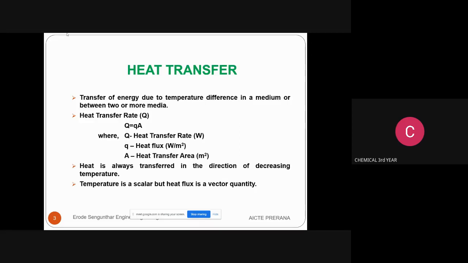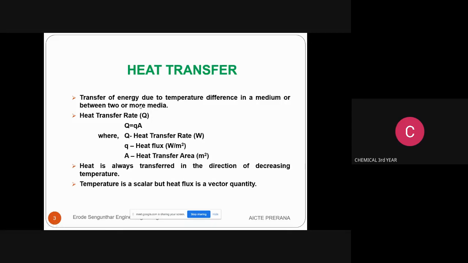So first one is heat transfer. What is heat transfer? In the name itself we can easily find out. Heat is transferring from one medium to another medium, from one place to another place, right? Heat we generally mention in the form of energy. Here also we have mentioned the same thing. Heat transfer is the transfer of energy due to a temperature difference in a medium or between two or more media. In a single medium itself, that energy transfer can occur, or two or more media can take part in the transfer of energy. Transfer of energy is nothing but the transfer of heat.